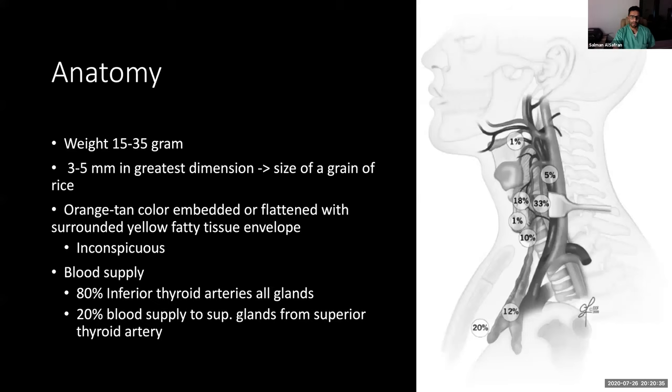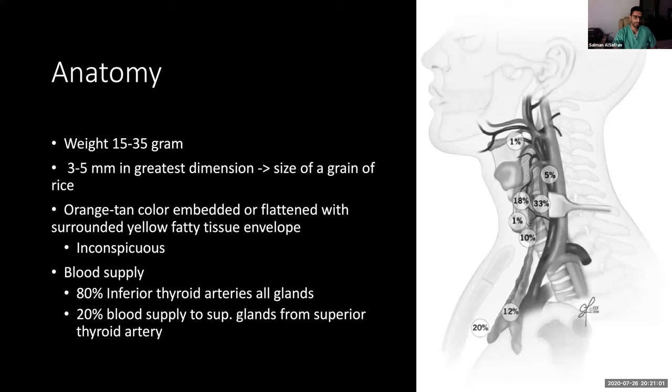They're very, very small. They weigh about 15 to 35 grams. Their length is about 3 to 5 millimeters in the greatest dimension, basically the size of a grain of rice. Their color is tan, and most of the time they're embedded within the fat around the thyroid or the neck, and they're very hard to identify.